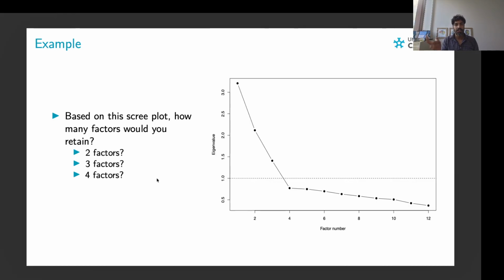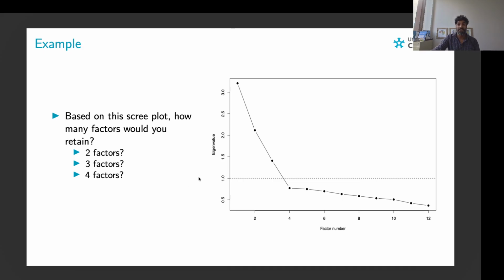So have a go at this one. Based on the scree plot, how many factors would you retain? Do you think it's a 2-factor structure, a 3-factor structure, or a 4-factor structure? I don't know why I'm waiting. I fell into the trap again. Pause the video and then restart it when you're ready.